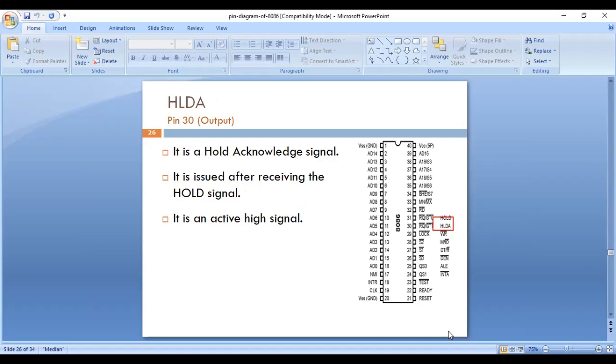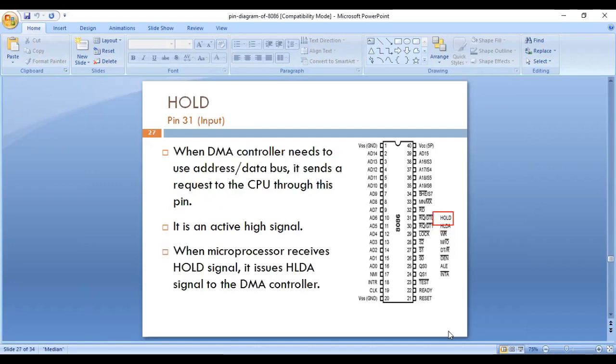Next, HLDA, it is called hold acknowledge signal. It is pin number 30, an output pin. It is issued after receiving the hold signal. It is active high. Next, hold, it is pin number 31, which is an input pin. It is used when the controller needs the data or the address bus and it sends the signal to the CPU. When the microprocessor receives this signal, it issues HLDA to the controller.